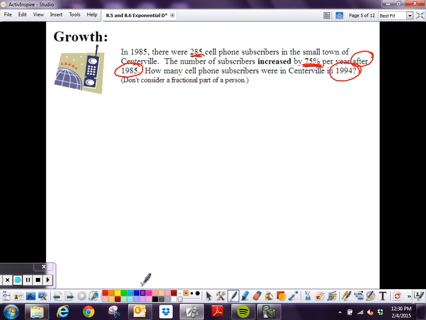All right, so here we go. This is telling us it's growth, but if it weren't to tell us it's growth, you would need to see this word increase and realize I need to use the growth model. So we've got y equals our initial amount, which is 285. Then we have 1 plus our rate. It says it's 75%, but as a decimal, that's 0.75. And our time here, our time is not 1994. It says it's happening per year after 1985. So how many years after 1985 is 1994? Well, that's 9 years later.